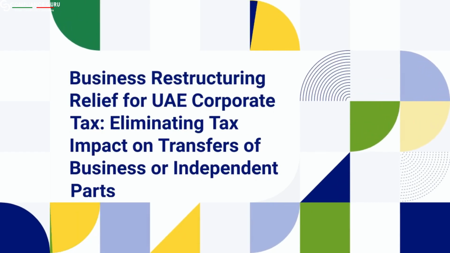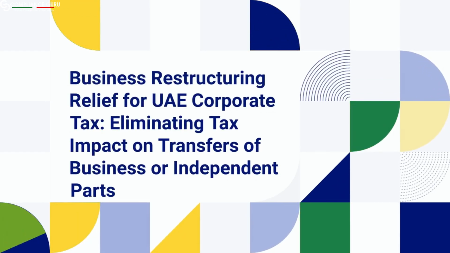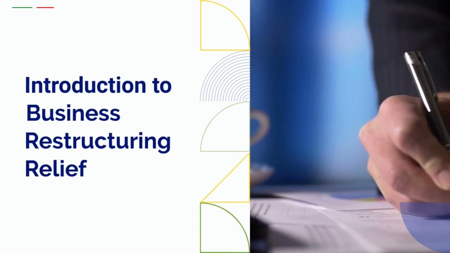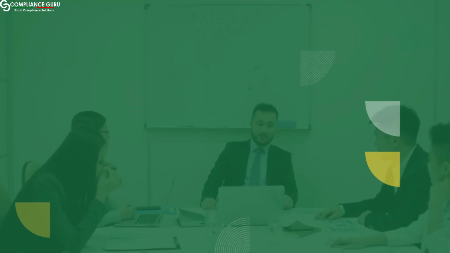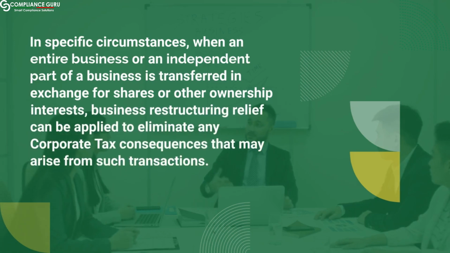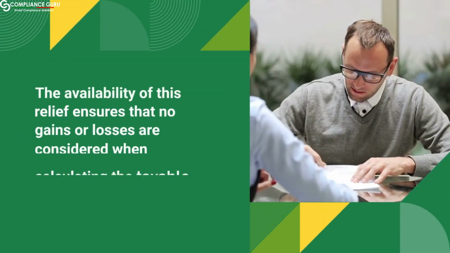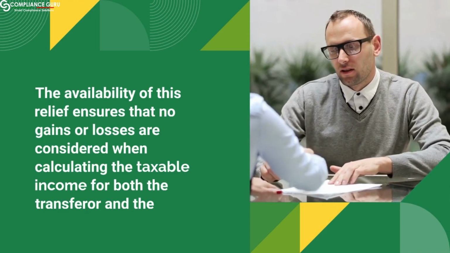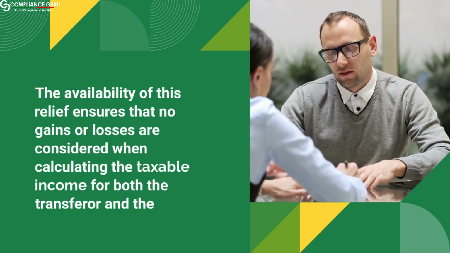Business restructuring relief for UAE corporate tax, eliminating tax impact on transfers of business or independent parts. Introduction to business restructuring relief. In specific circumstances, when an entire business or an independent part of a business is transferred in exchange for shares or other ownership interests, business restructuring relief can be applied to eliminate any corporate tax consequences that may arise from such transactions. The availability of this relief ensures that no gains or losses are considered when calculating the taxable income for both the transferor and the transferee.